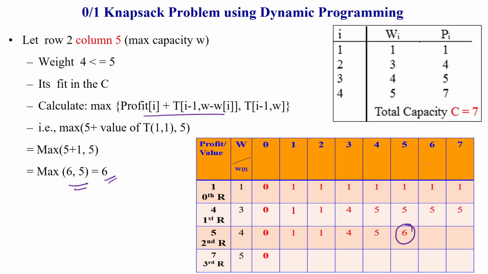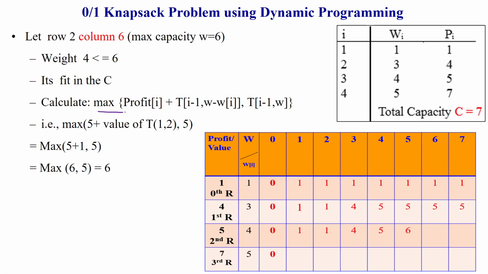Then again check the next column. 6 is the maximum capacity, but the weight of the product is 4. Yes, it is possible to select. When it is possible to select, apply the formula. Here the profit of the current item is 5, that is written here.